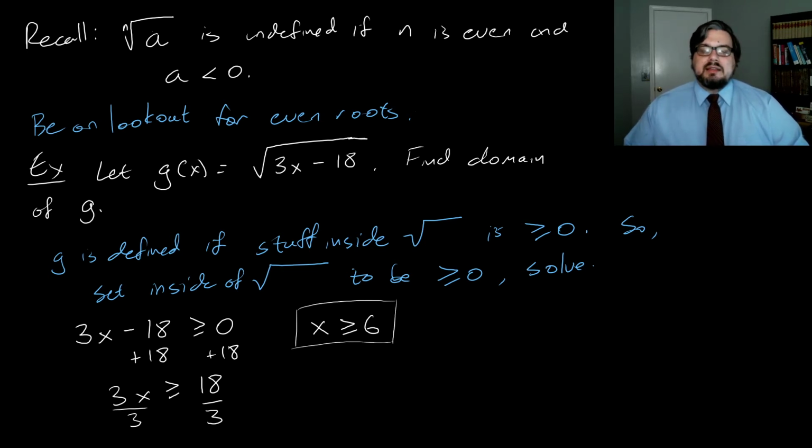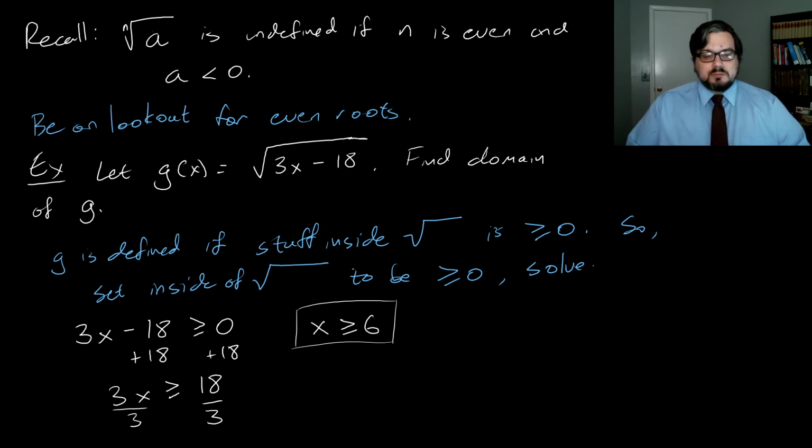So what this is telling us is that if x is greater than or equal to 6, then 3x minus 18 is non-negative, which means the square root of 3x minus 18 gives us a number. And if x is less than 6, then 3x minus 18 will not be greater than or equal to 0. It'll be less than 0, and so then we'd be trying to take the square root of a negative number, which doesn't work, doesn't give us a number out of it.